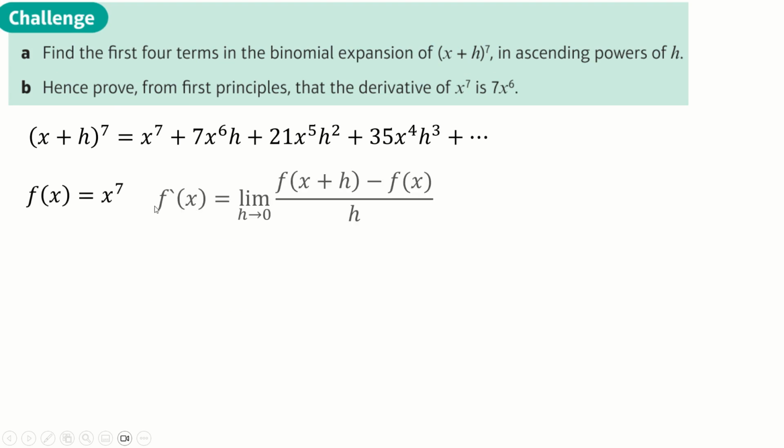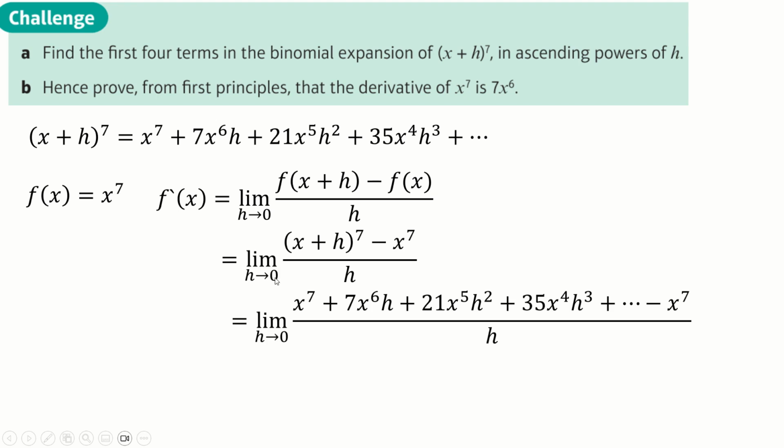So let's get out that same definition we used earlier, limit of h to 0 of f of x plus h minus f of x over h. f of x plus h is this thing, at least up until the first 4 terms. And f of x is just x to the power 7. So let's put all that in. And now this x to the 7 cancels with this x to the 7, obviously. And when you divide each of these terms by h, this one becomes 7x to the 6. This one becomes this with an h on the end. And then this one, this with an h squared on the end. And everything else that I've skipped over here has more h's in, right? So when you divide by h, you still have an h left over. So it's h times something.